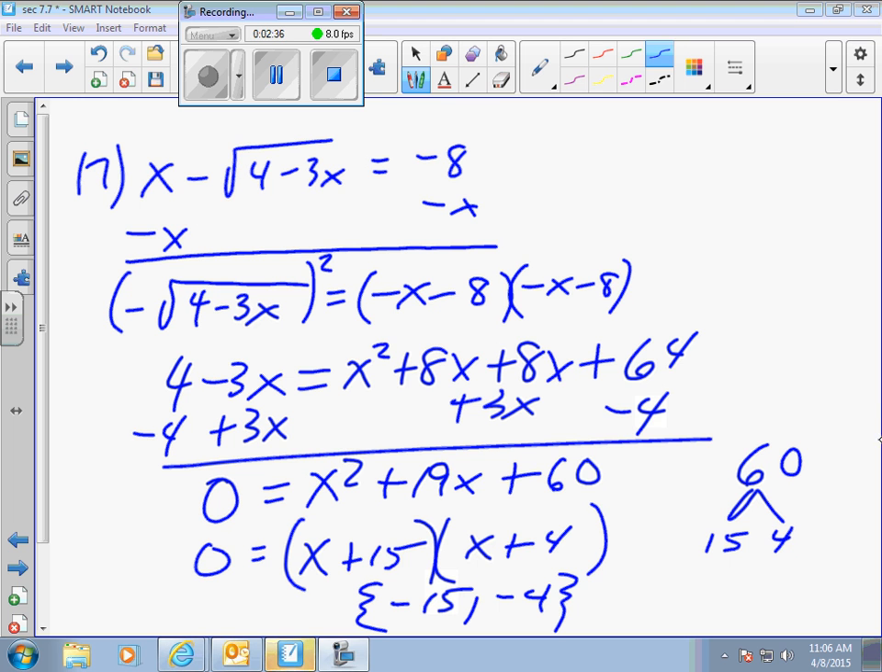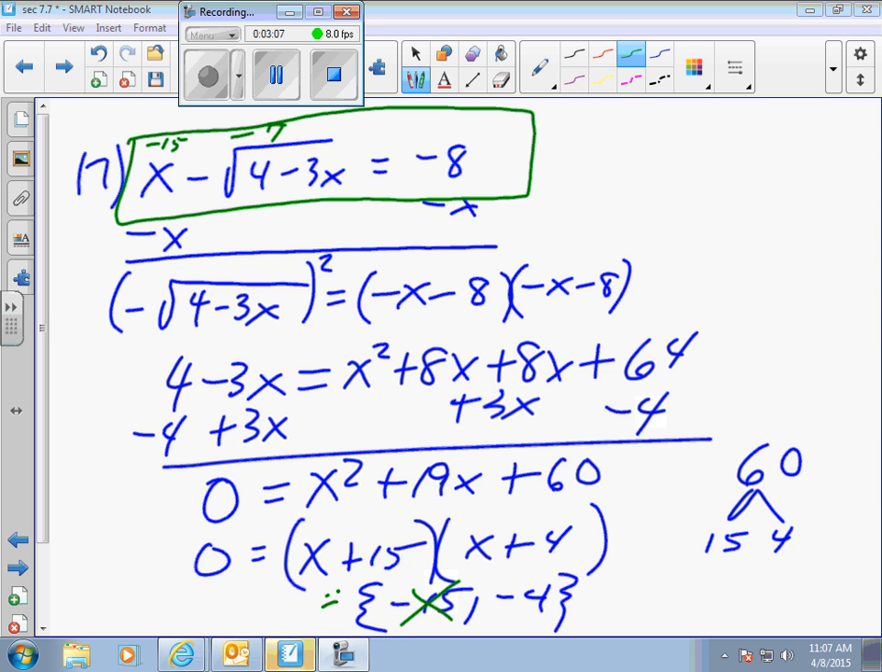Let's put it back into our original question. Right here's our original, so that's the one we plug it back into. If I put in negative 15, I get negative 15. Negative 3 times negative 15 is positive 45. Plus 4 is 49. Minus 7, square root of 49 is 7. So I get negative 15 minus 7 is negative 22. Negative 22 is not the same as negative 8. So this one is an extraneous root.